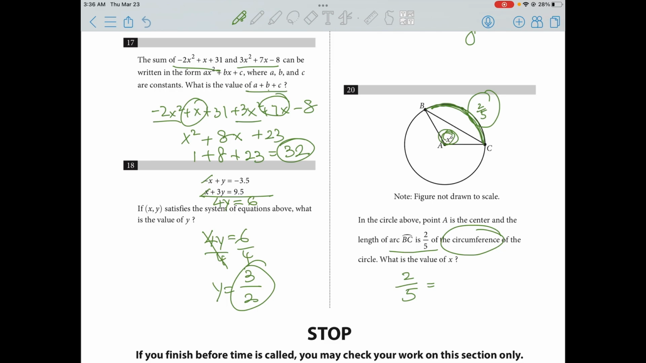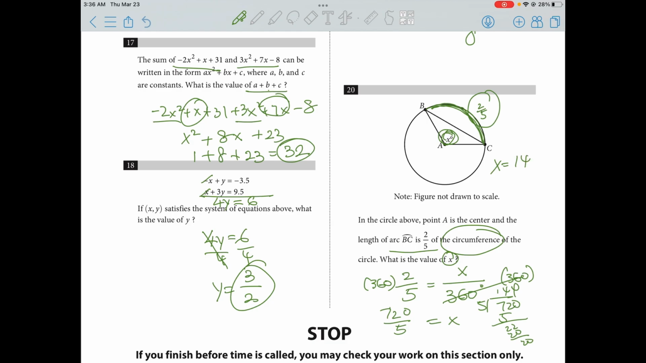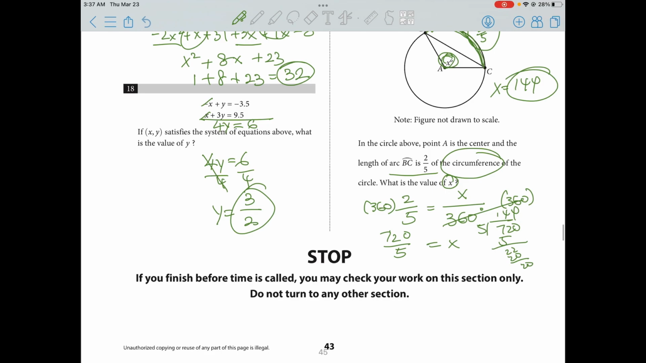A circumference is essentially 360 degrees over what? Over x. And now multiply 360, x would be 144. Yep, that's it for the no calculator section.